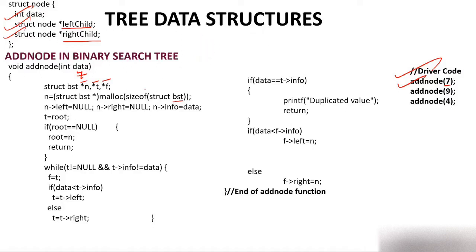I just told you. The moment I do this, a node will get created. Suppose the address of this node is 100.